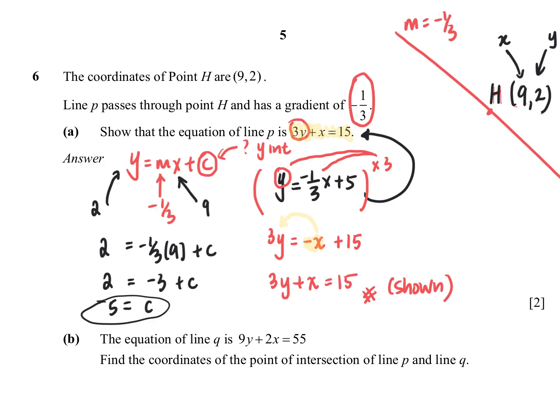Okay, then they say I have another line Q now. Let's say it goes like this. This is your line Q. Just now this was your line P.